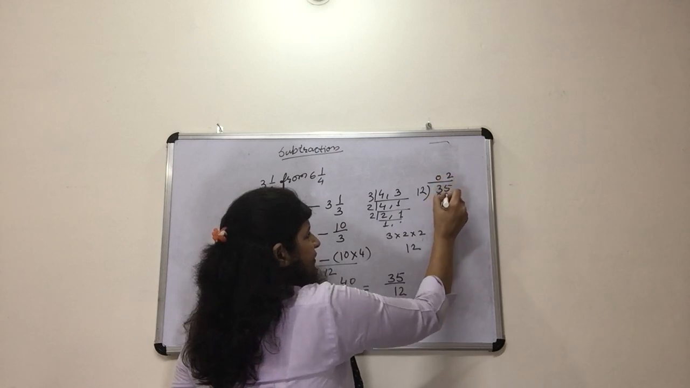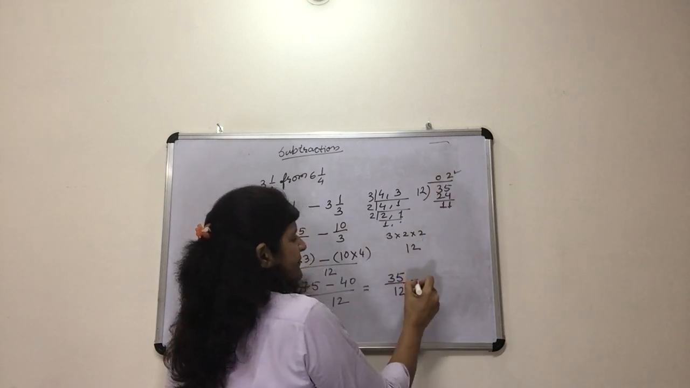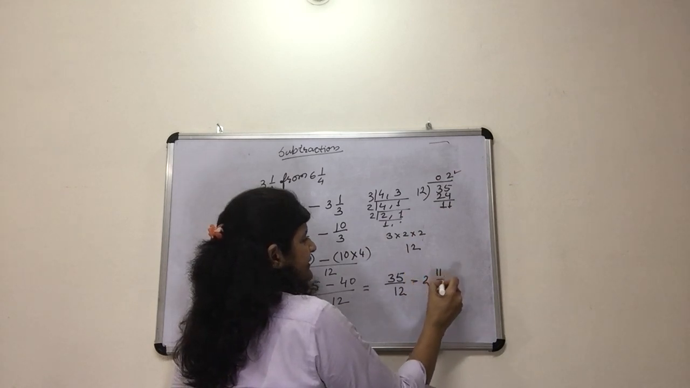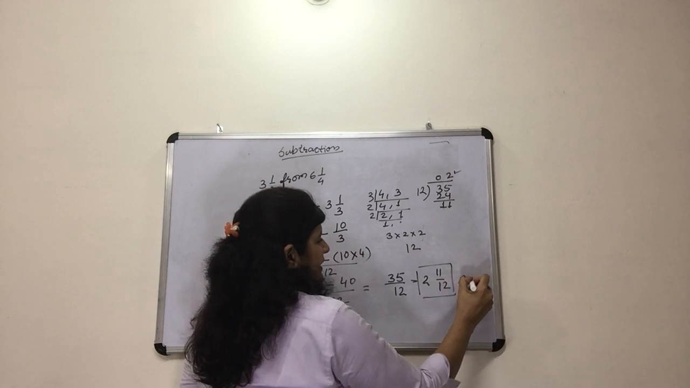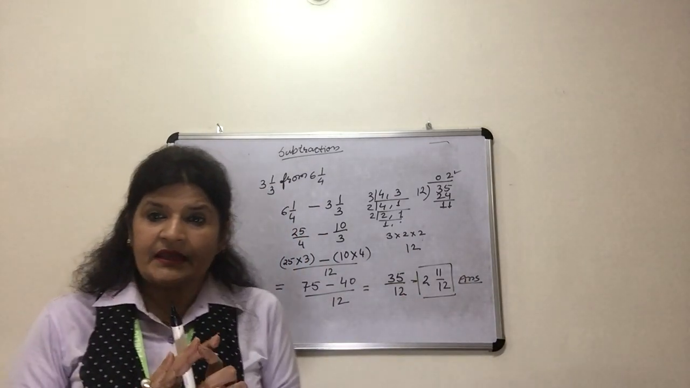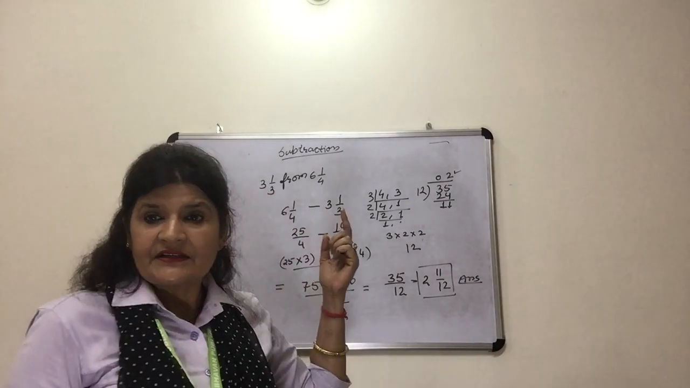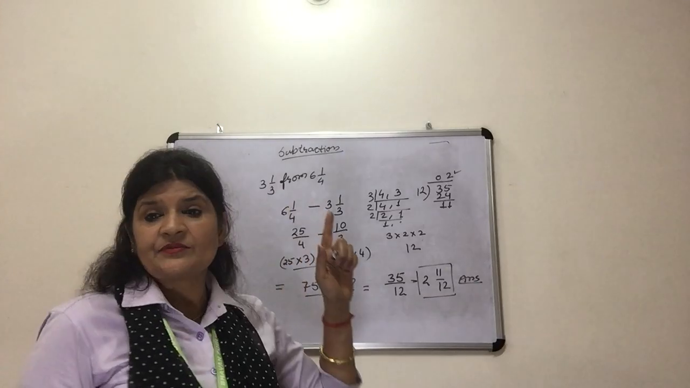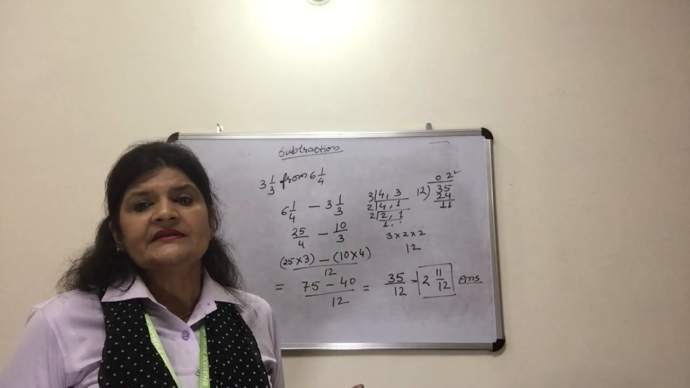Twelve 2s are 24. So 2 is a whole number and 11 upon 12, and this is the answer. So it is nothing different. In addition, we are just putting the adding sign, and in subtraction, we are just putting the sign of subtraction. That is the difference between these two.